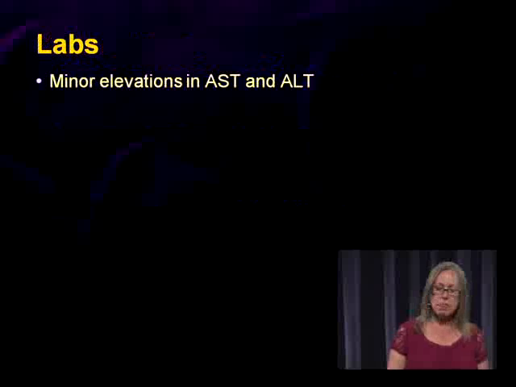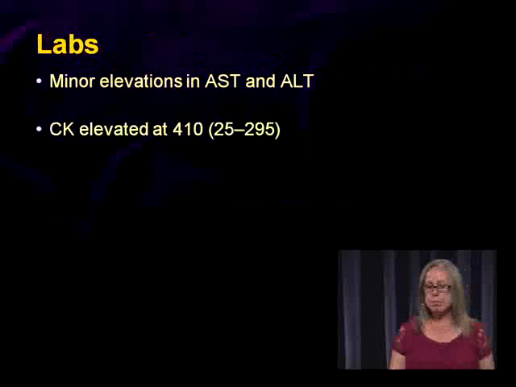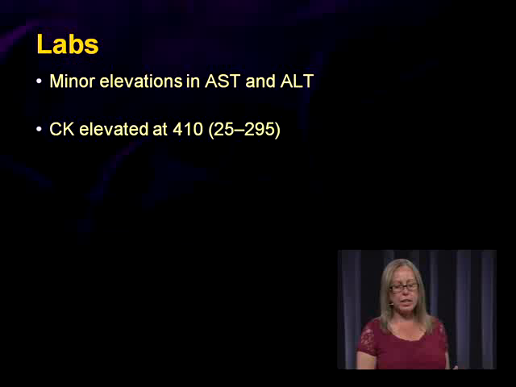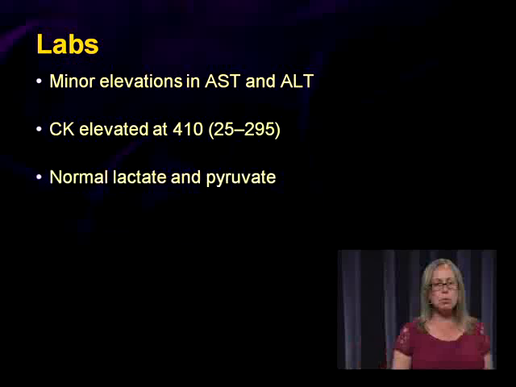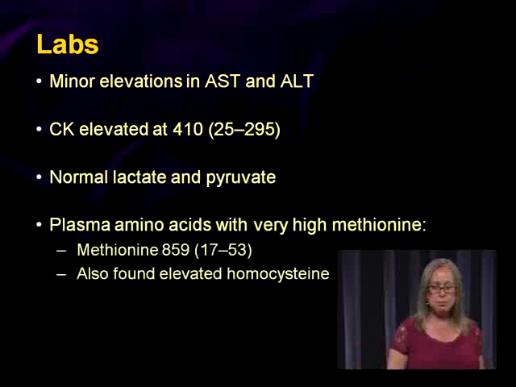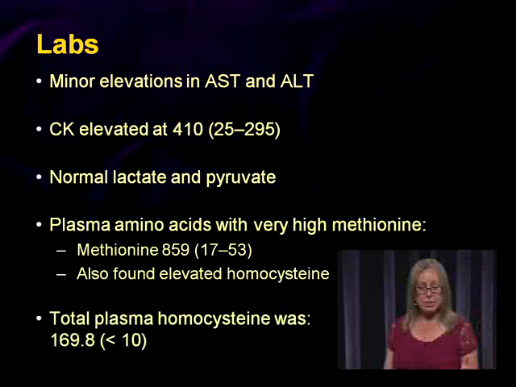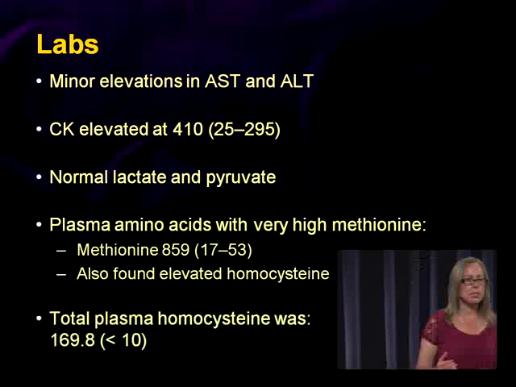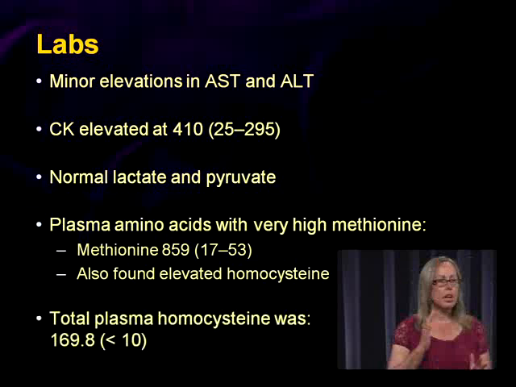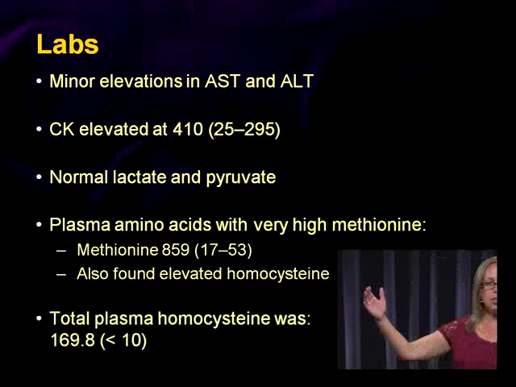On the labs, we saw minor elevations in AST and ALT. The CK level was elevated at 410. Normal lactate to pyruvate ratio, and plasma amino acids showed a very high methionine at 859 with a normal of 53. He was also found to have an elevated homocysteine level. Total plasma homocysteine was about 170, and normal should be less than 10. So these are 10, 20, 50-fold higher levels.